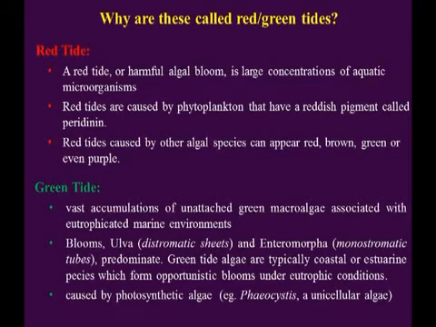Red tides are caused by phytoplankton that have a reddish pigment called peridinin. Red tides caused by other algal species can appear red, brown, green, or even purple.